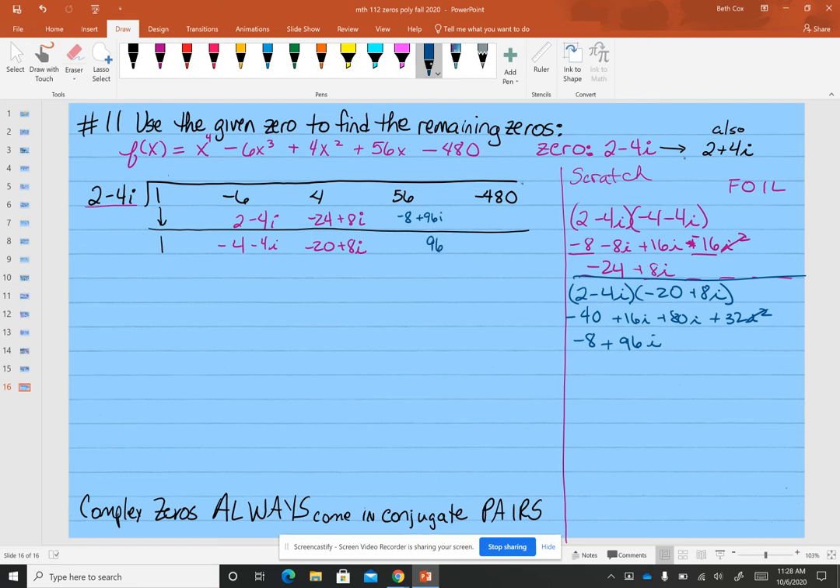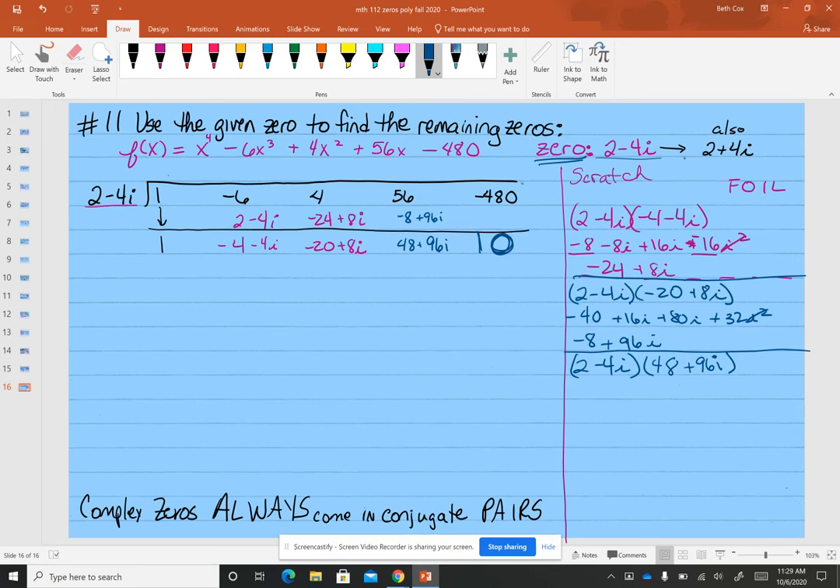Again, the 96i, just bring it down. And then I'm going to do 56 minus 8, which is 48. And multiply one more time. So now, this one, listen carefully. Since I know that this is a 0, when I do this multiplication, I should get positive 480. Because I know this is going to be 0 right there. Because that's what it told me. If it's not, then I have made a mistake somewhere in my calculation. So this is a really great opportunity to check your work.